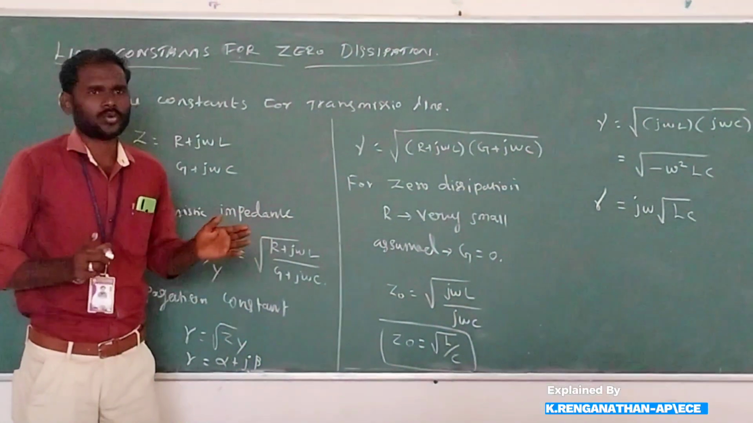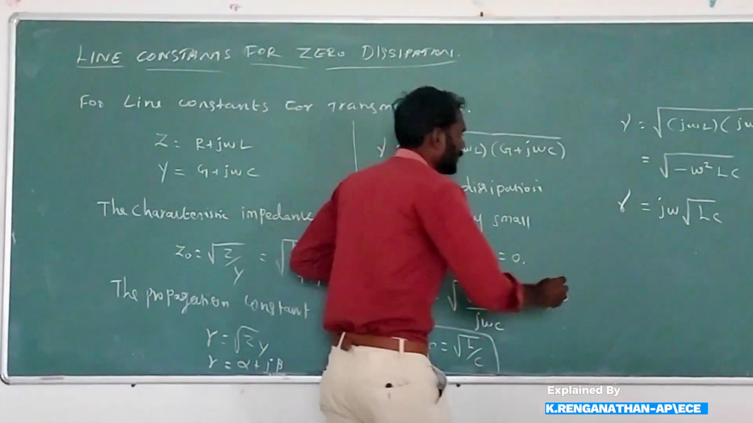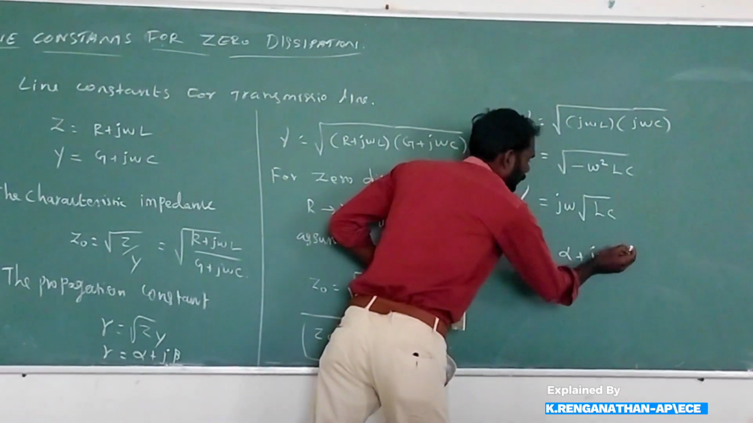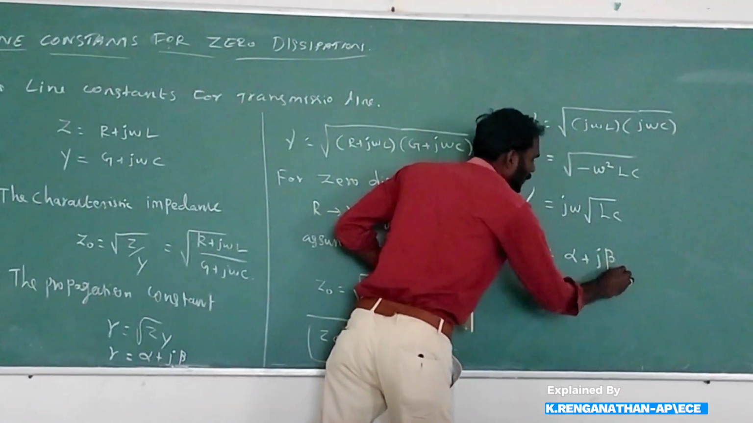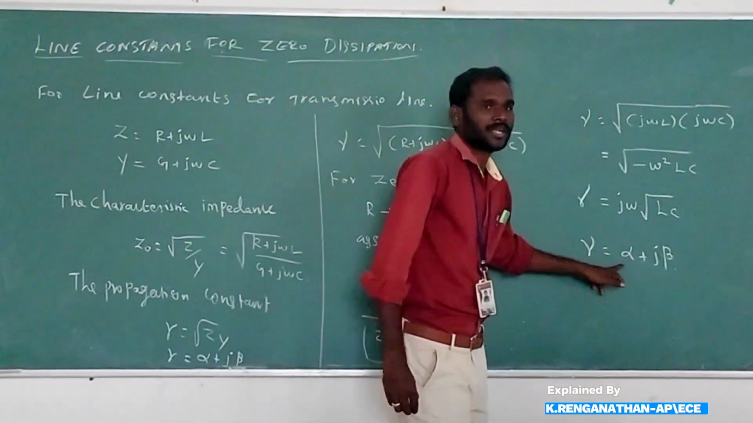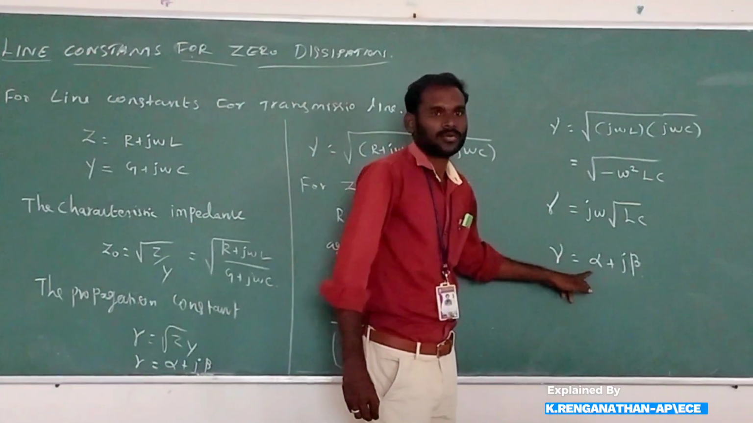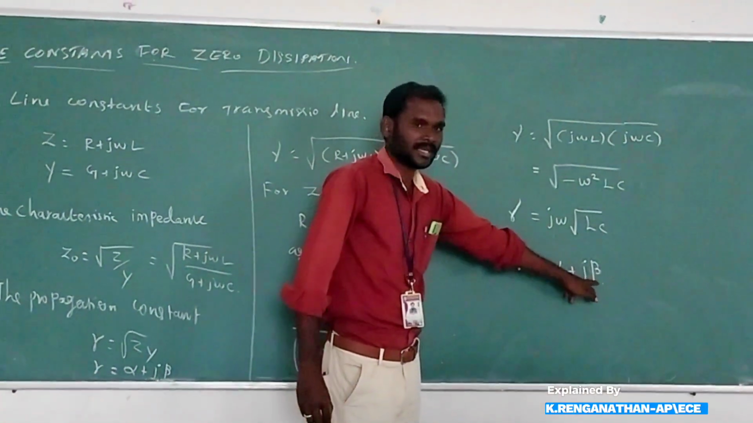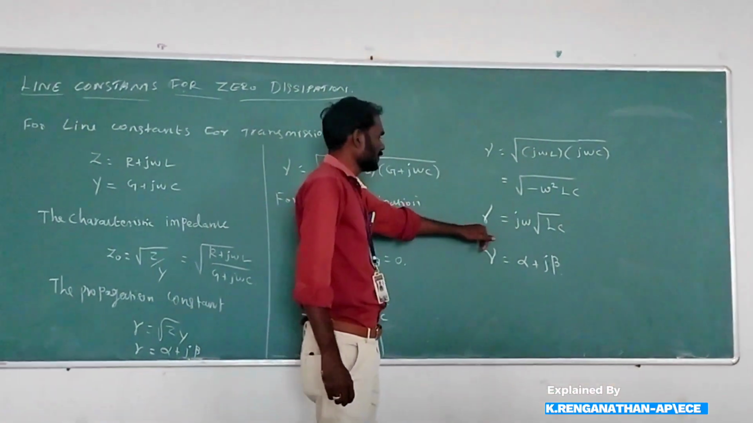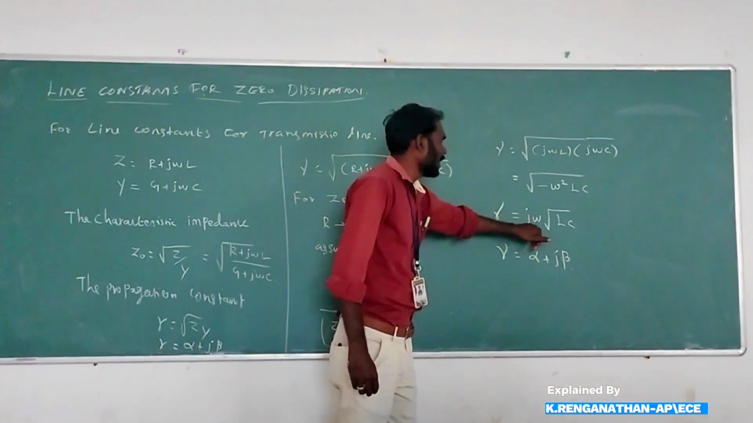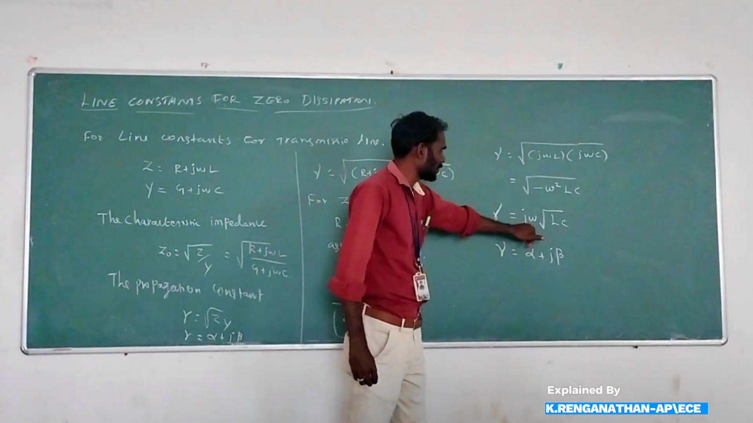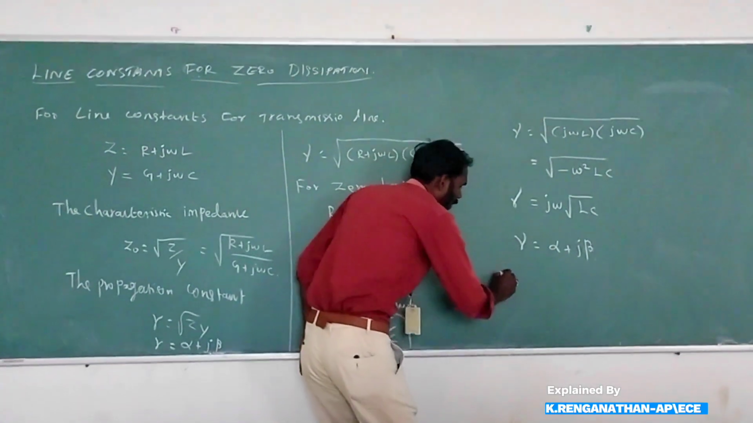We know gamma is equal to alpha plus j beta, where alpha is the attenuation constant and beta is the phase shift of the transmission line. So in the propagation constant there is only the j omega term, the j term only. So it is an imaginary term.